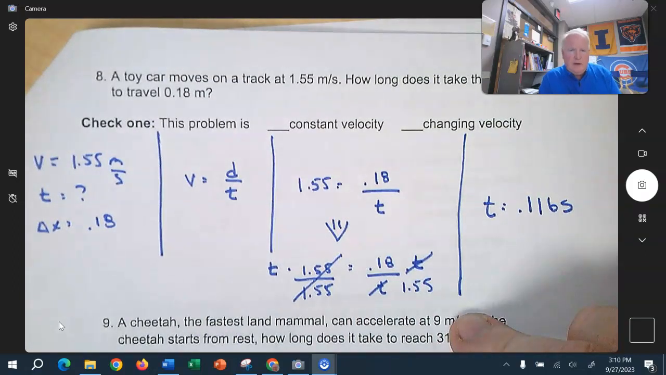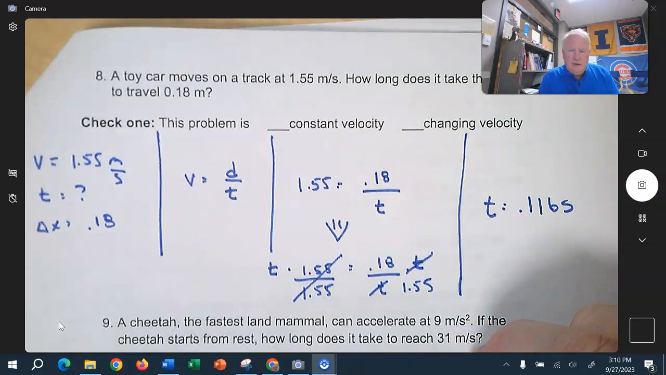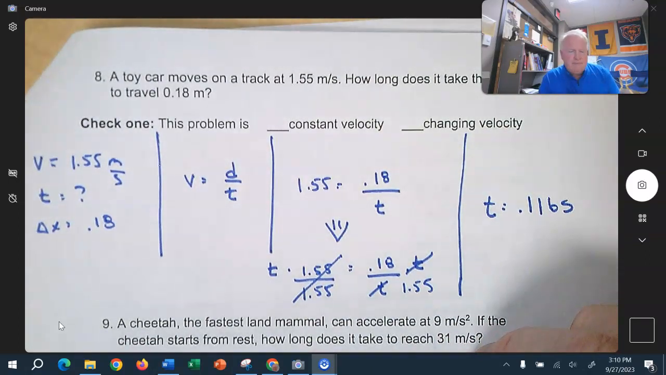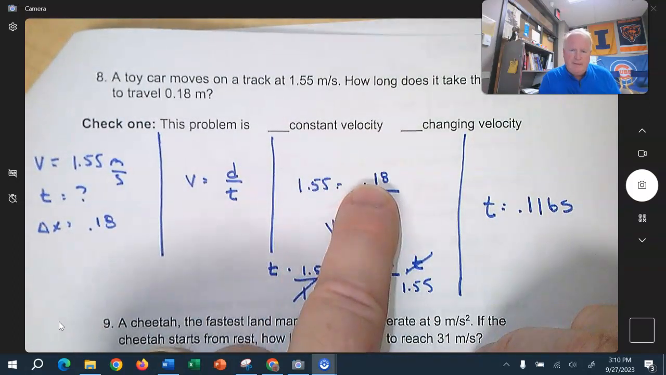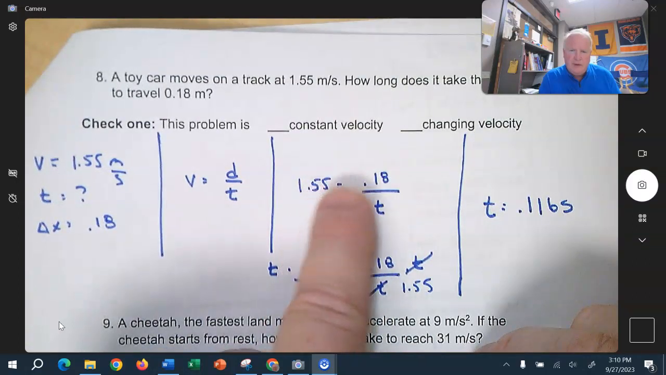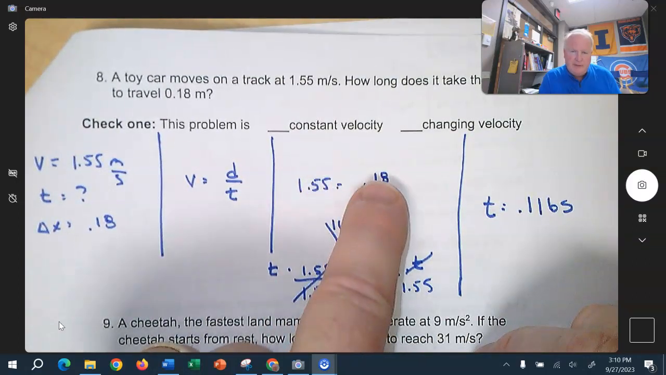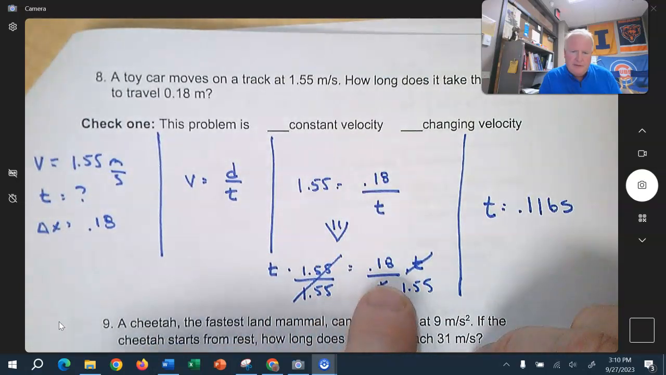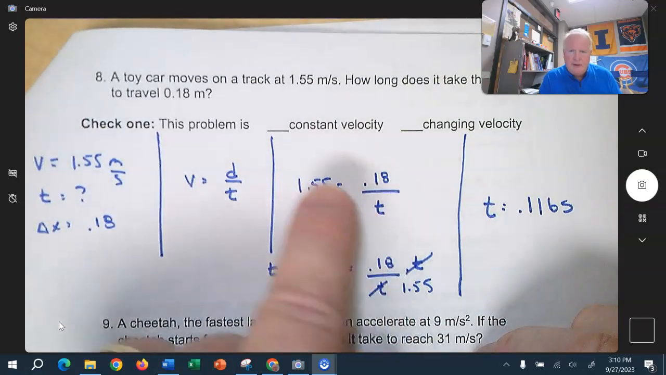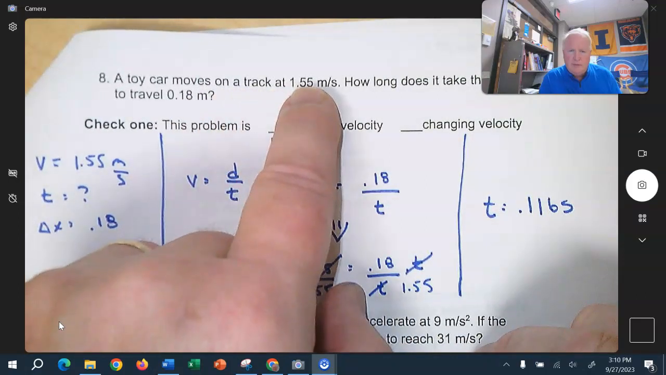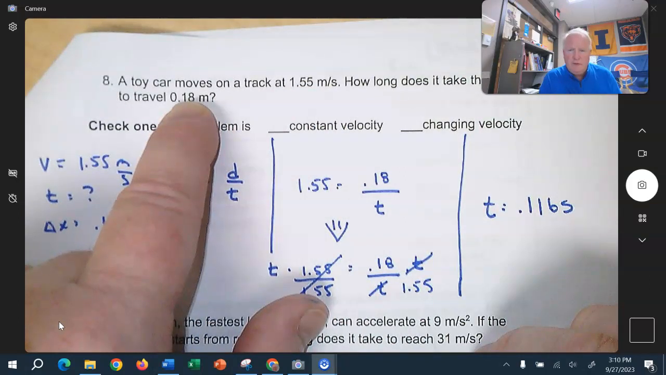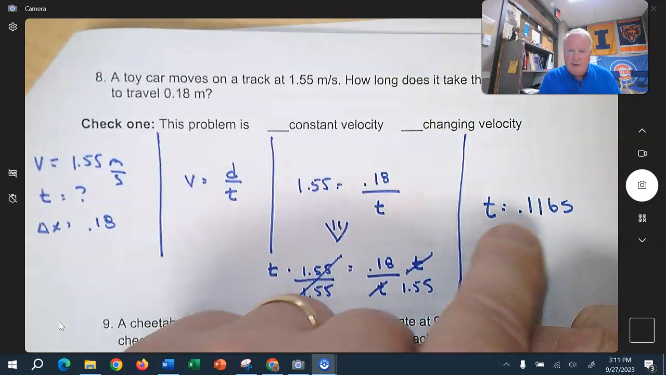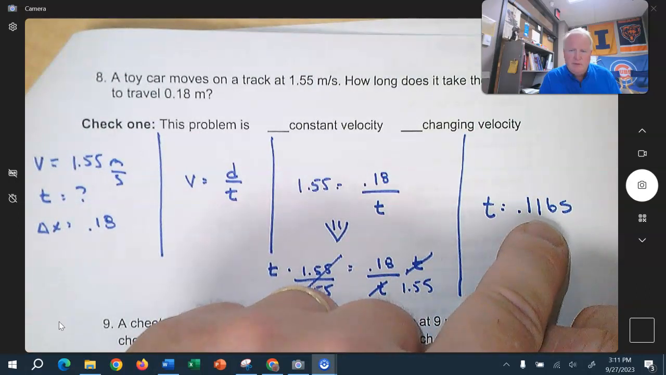Can I tell you honestly, and I told my class this, numbers are set up on purpose. Students, when they look at this, they go, it must be 1.55 divided by 0.18, because you would never take a big number and divide it into a small number. But that's exactly what it is. And when you think about it, if the car moves at 1.55 meters per second, it's going to cover 0.2 meters, which is just a tiny little bit, very quickly, 0.116 seconds.